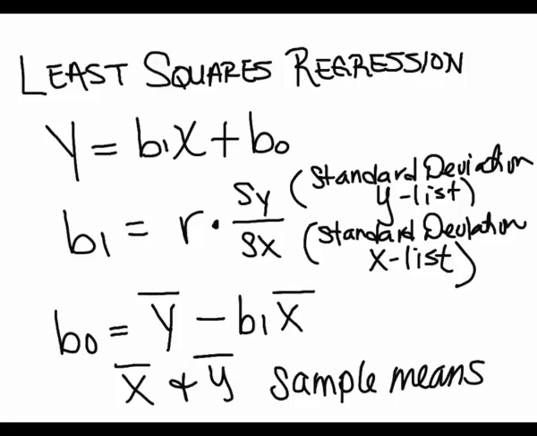Now, here I've given you the formula for least squares regression. It's y equals b1x plus b0. Now the only things that you're having to find are the b1 and the b0. Well, the b1 is your r value, which I've already showed you how to find, times the standard deviation of your y list divided by the standard deviation of your x list. And that's b1. You have to find b1 before you find b0 because you're going to use b1 to help you find b0. Now b0 is a little bit easier. All you have to do is find the averages of your y list and your x list. And so you will take your average of your y minus b1, which you found, times the average of your x list. Okay, so let's try a problem.